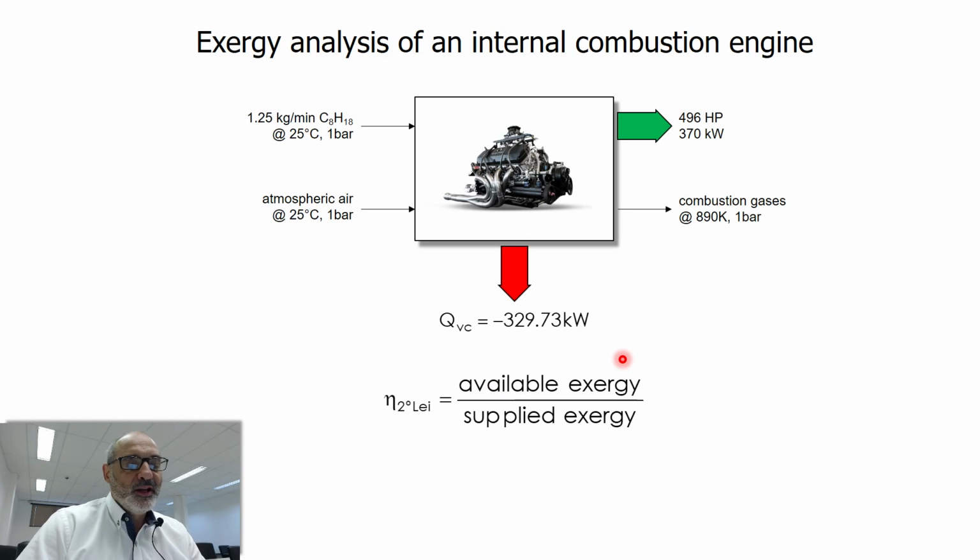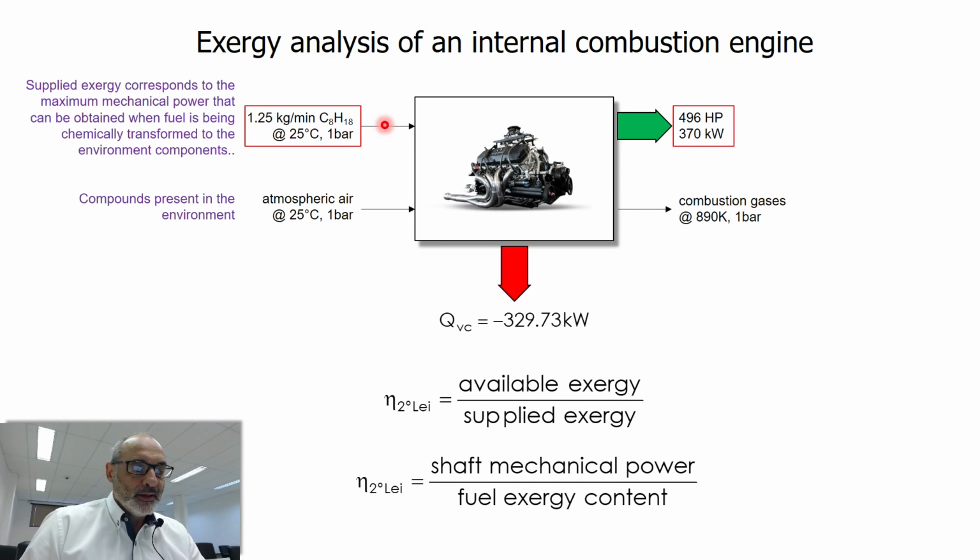The problem is solved by this other definition here, what we call second law efficiency, which is the available exergy, available meaning useful, so it's what we are calling here shaft power. So available exergy is this number here, divided by supplied exergy. Supplied exergy is the exergy content of the injected fuel. So let's calculate its exergy content.